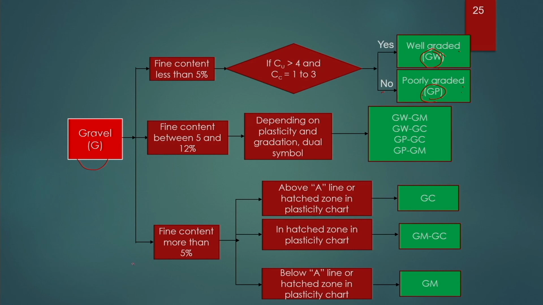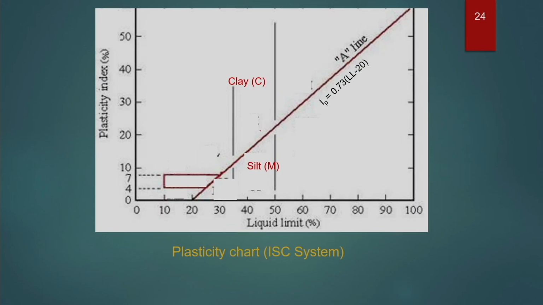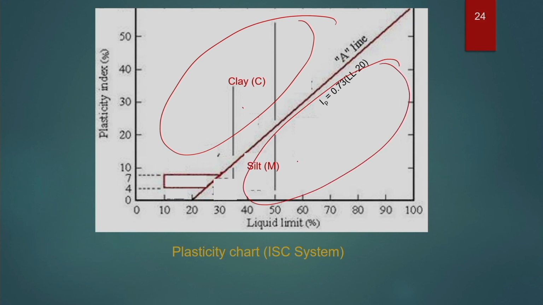If the fine content is more than 5%, sorry, this is 12%, if the fine content is more than 12%, then we have to use the plasticity chart. Then we need to determine its liquid limit. If the soil falls on this zone, then it will be known as clay. If the soil falls on this zone, it will be known as silt. This zone has been divided by a line which is known as the A line. Basically, this is a plasticity chart which is drawn between the plasticity index and liquid limit.